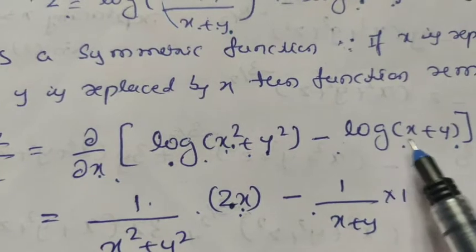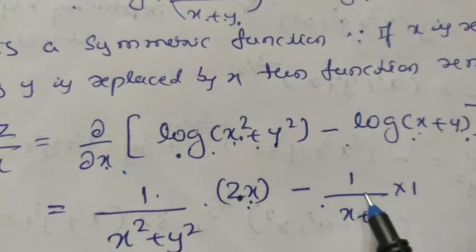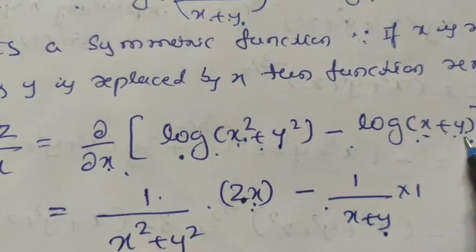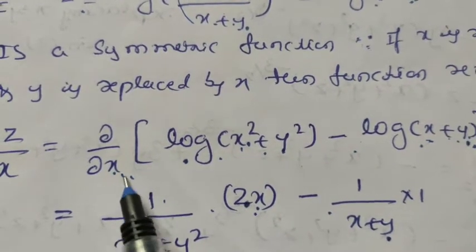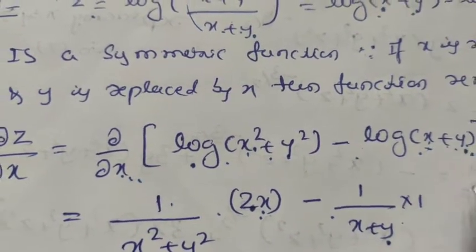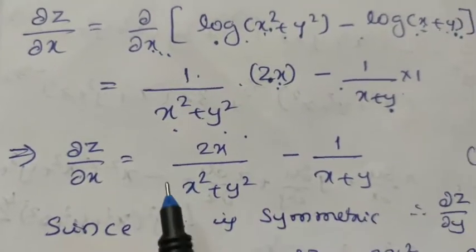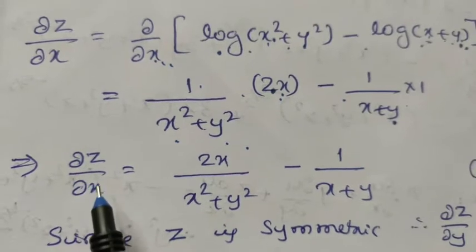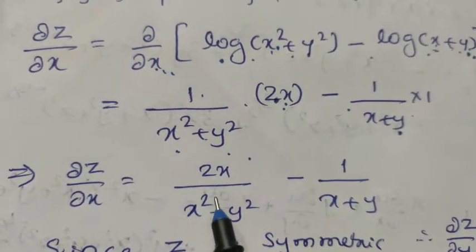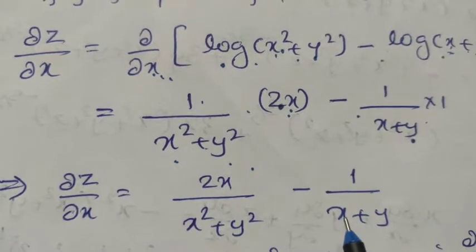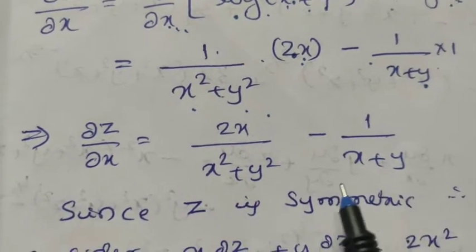Minus the derivative of log of x plus y is 1 divided by x plus y, and the next derivative of x plus y partially with respect to x: the derivative of x is 1 and the derivative of y becomes 0, because it is constant. So this implies dou z by dou x is equal to, simplifying, 2x divided by x square plus y square minus 1 divided by x plus y.